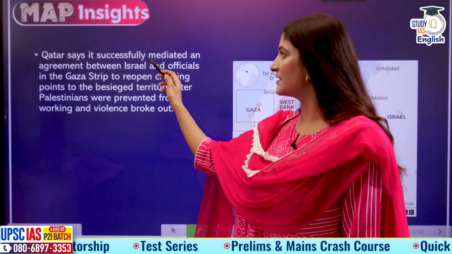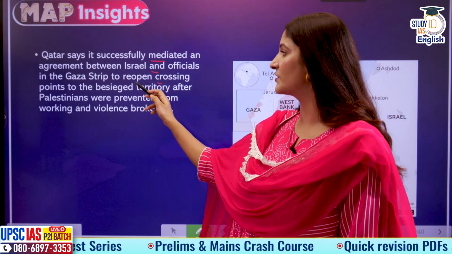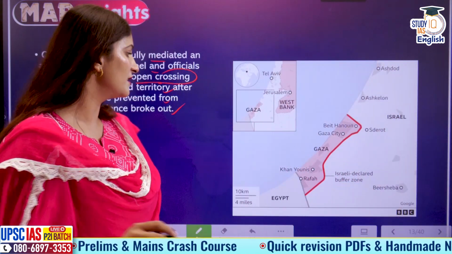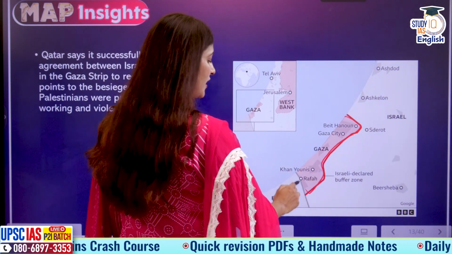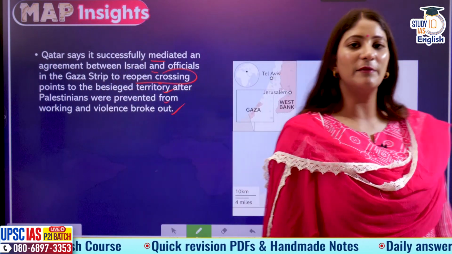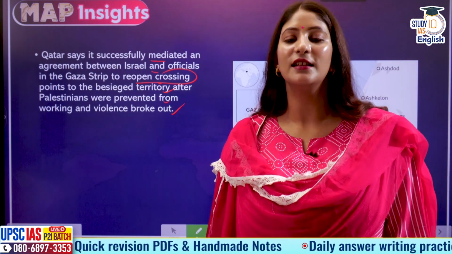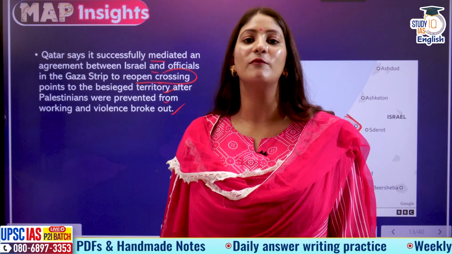Qatar says it successfully mediated an agreement between Israel and officials in the Gaza Strip to reopen the crossing points to the besieged territory of Palestine. So here we are talking about this entire region. Qatar has mediated it. So it becomes a good point for Qatar's goodwill. That is why countries most of the time want to become mediators so that they can have more influence over the world.